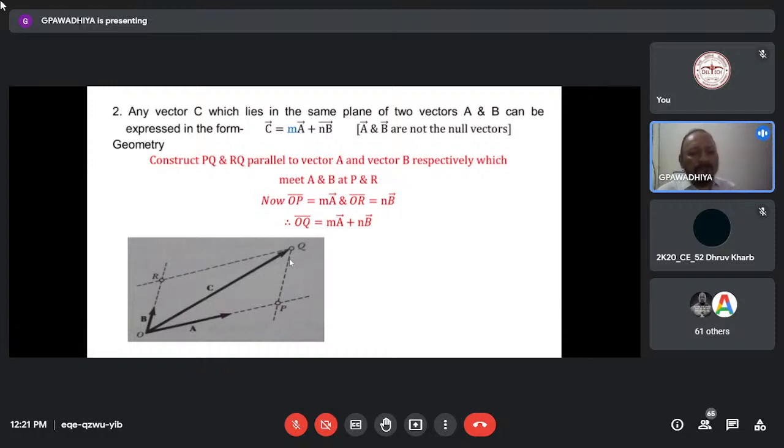PQ has been drawn parallel to OR, and QR has been drawn parallel to OP, the vector A. So from this we complete the parallelogram, and now we can write OP as some scale factor multiplied by vector A, so mA, and OR as some factor n into B. Then we can say OQ, that is vector C, is equal to mA plus nB.